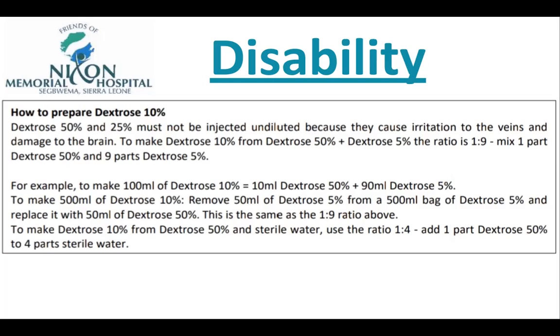You can also make dextrose 10% from dextrose 50% and sterile water. We need to use sterile water, not just any drinking water. So we can use dextrose 50% and sterile water with the ratio of 1:4, which means 1 ml of dextrose 50% plus 4 ml of sterile injection water, because we need to inject this into the vein. We cannot use just any drinking water.